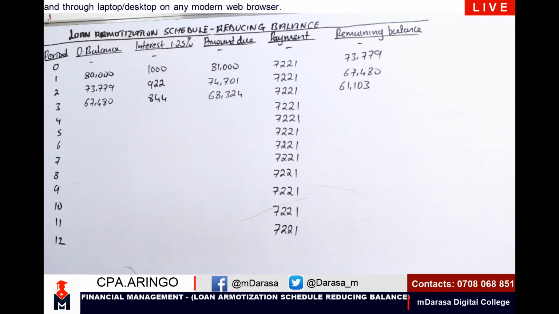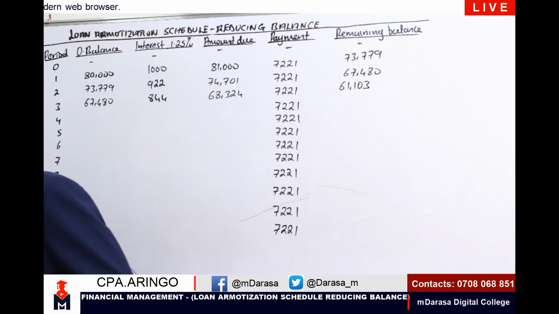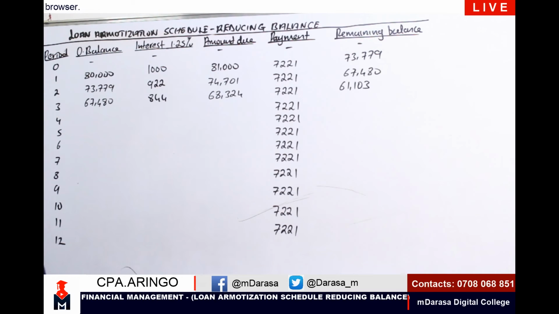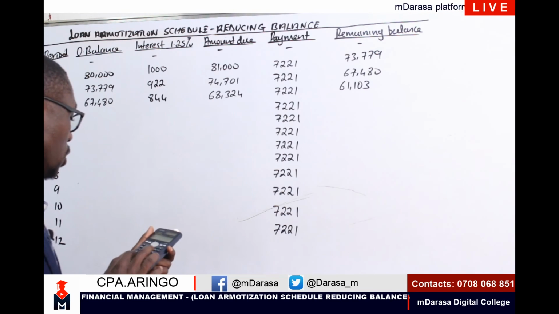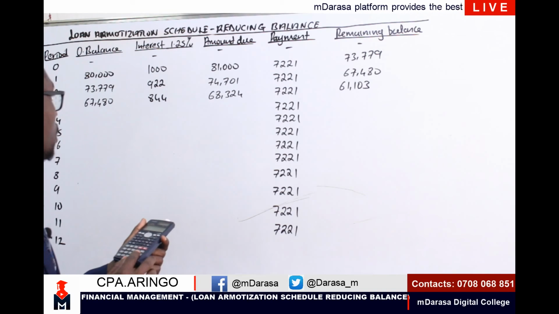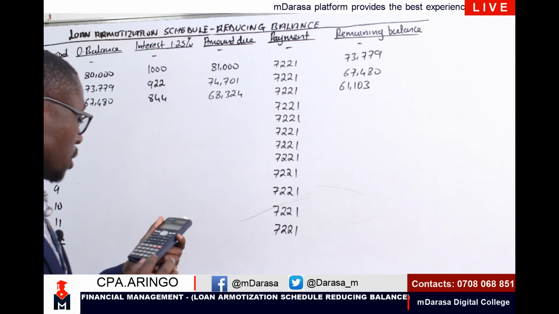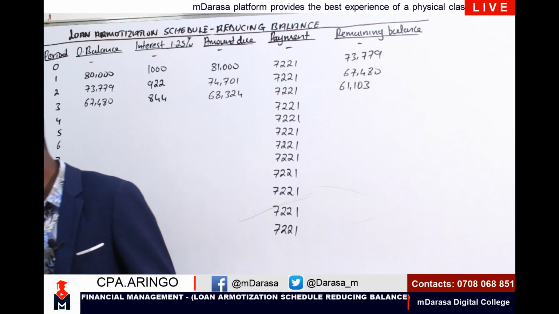I want you guys to try and see if at all you can clear that. Because at this point, of course, you have 67,480 plus 844, right? Minus 7,221. We're getting 61,103. So I'm giving you time to clear that, then you come back.